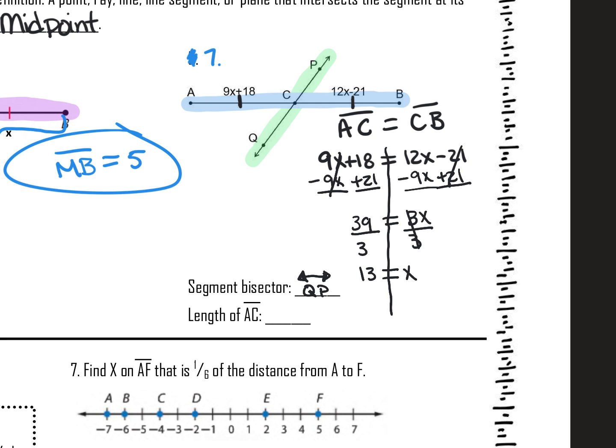And then the next question says, what's the length of AC? And so, y'all, AC is represented by 9x plus 18. I now know what x equals, so I can go ahead and plug in. So I get 9 times 13 plus 18. 9 times 13 is 117 plus 18. So I get that AC is going to equal 135. So I go ahead and write that on that blank.